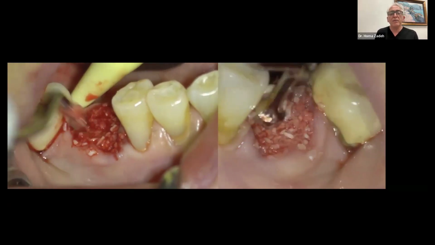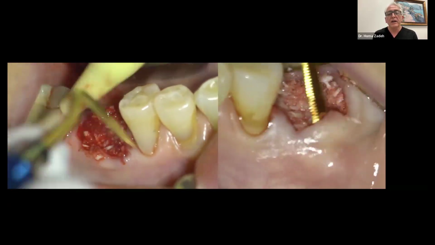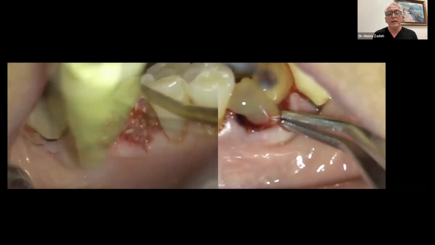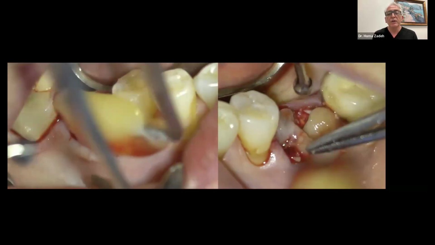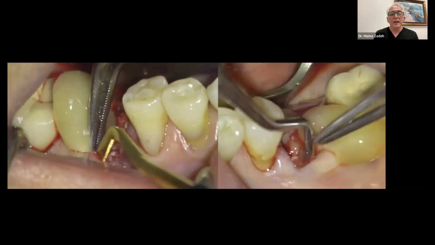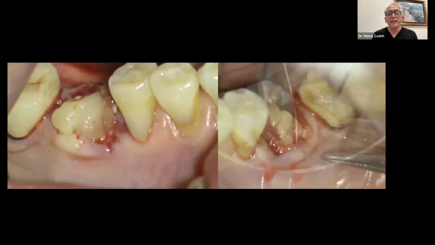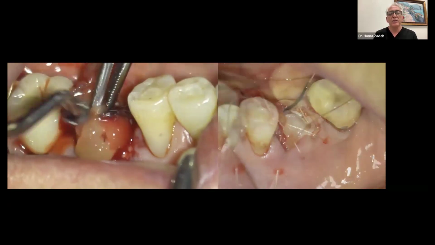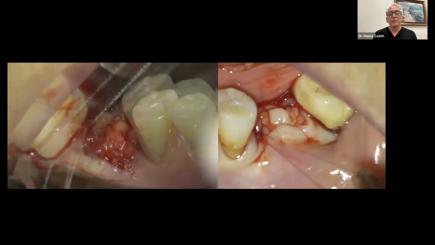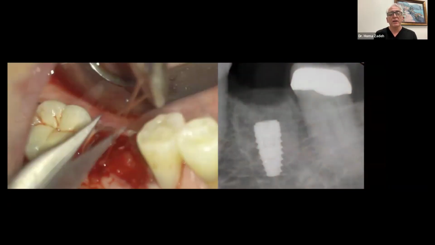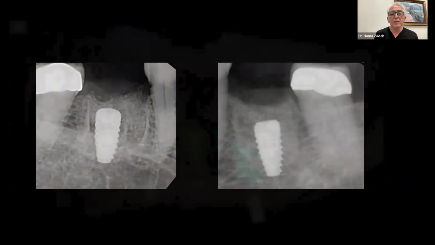So I'm grafting around the socket, around the implant, into this area, creating a little bit of a tunneling, and then placing the PRF to try to close the socket access, and by placing mattress sutures and protecting the graft, and then waiting about 3 months for the loading. You see both implants look pretty good.